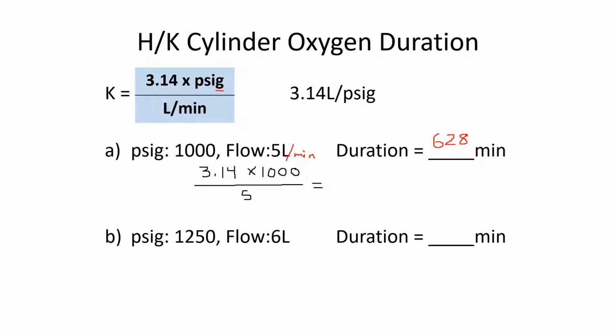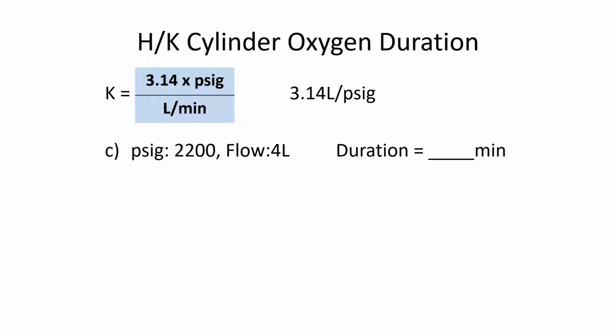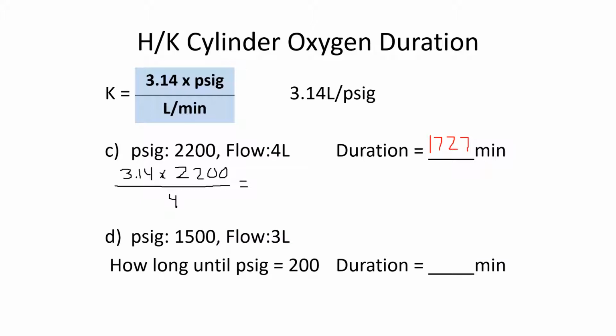Right, just round to the nearest minute. So for this one, same thing, 3.14 times the gauge reading divided by the flow rate, and that's liters per minute. I got lazy and didn't write minutes. 654 for that one. Let's see, duration. Well, it's just another example before we get into partial containers. So 3.14 times the gauge pressure divided by flow.